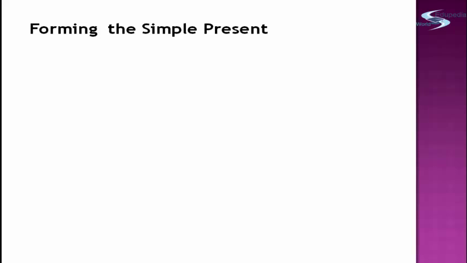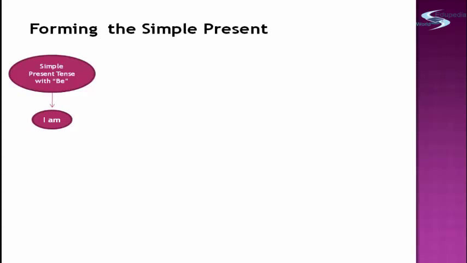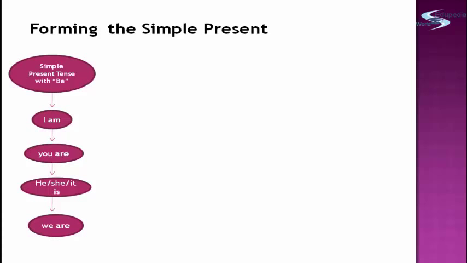Forming the simple present. Simple present tense with be. The first person, we have an example, I am. Second person, you are. Third person singular, he, she, it, and the verb is the verb to be. Third person plural, we have an example, we are. Are is in the plural form.